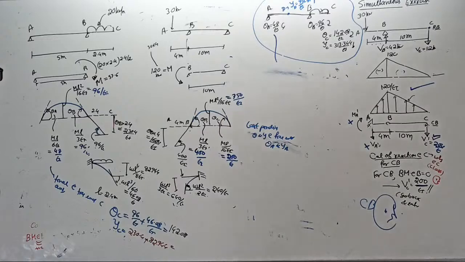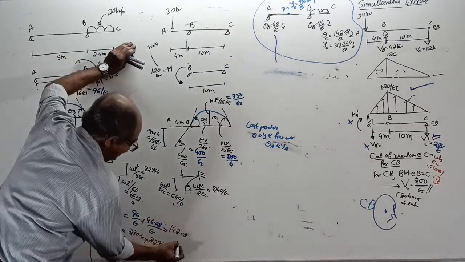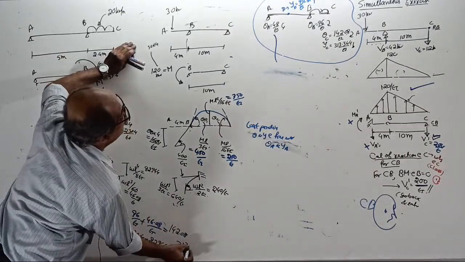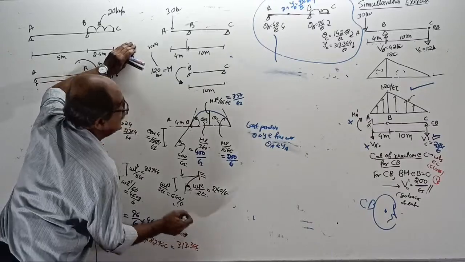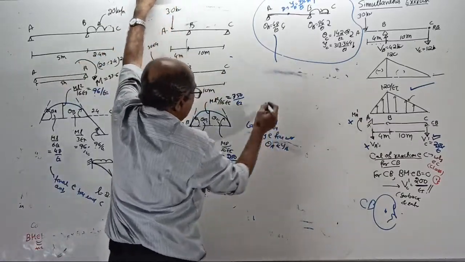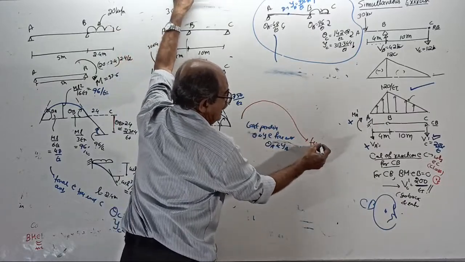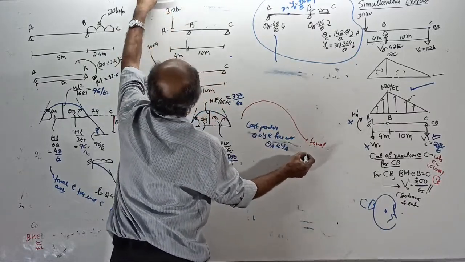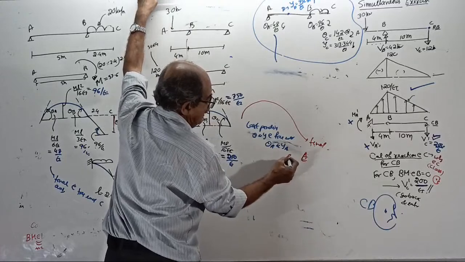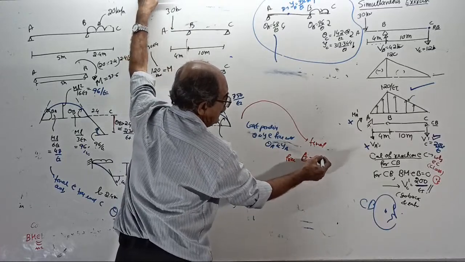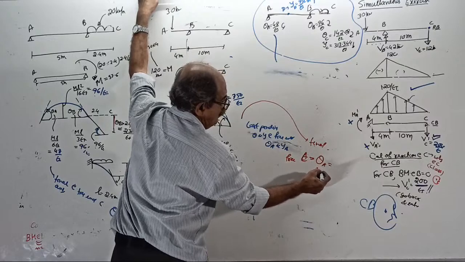Same answer. People are lazy. They don't give the answer. 313.344 by EI. And for the second question, tell the answer. For the second question, final answer at which point? At A, free end A. Tell the answer. Final free end A, theta A and y A.